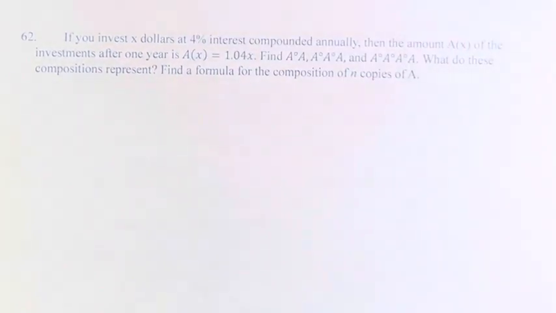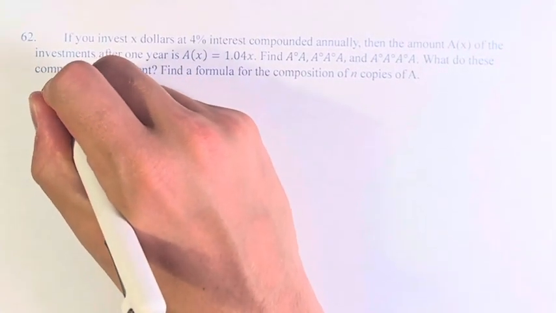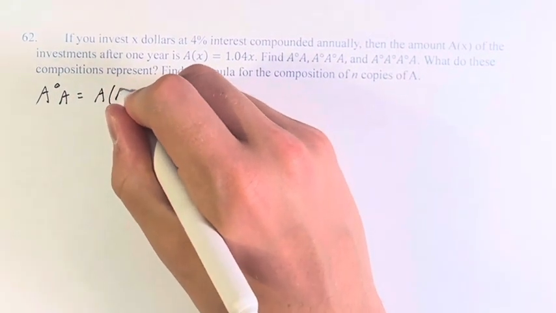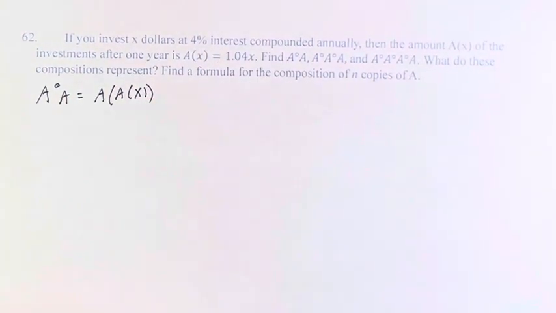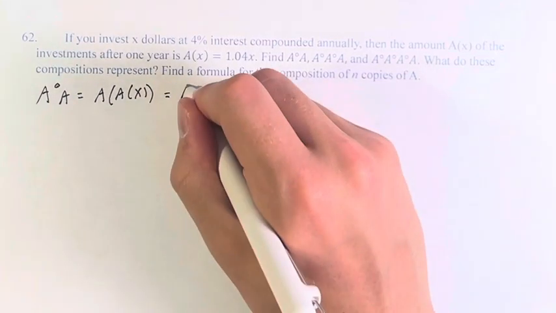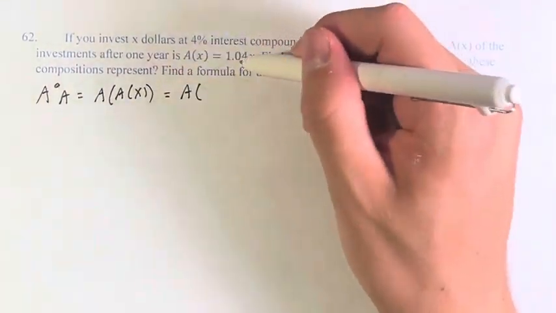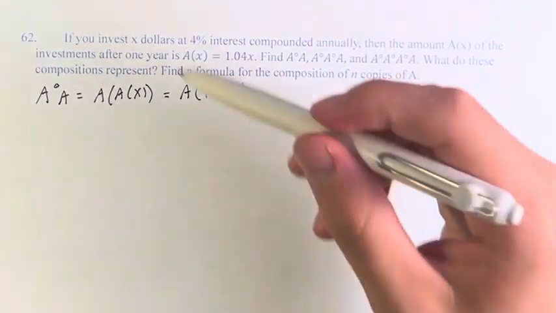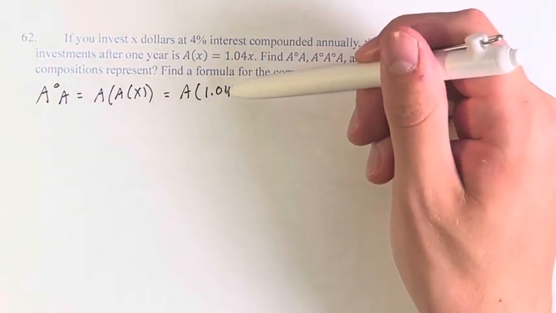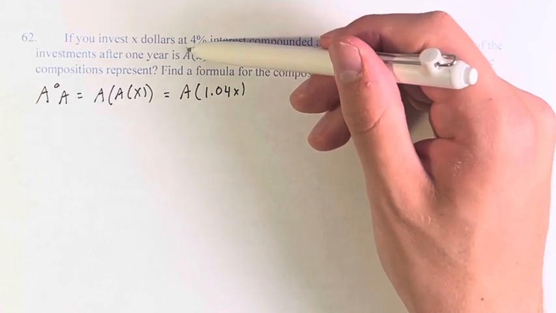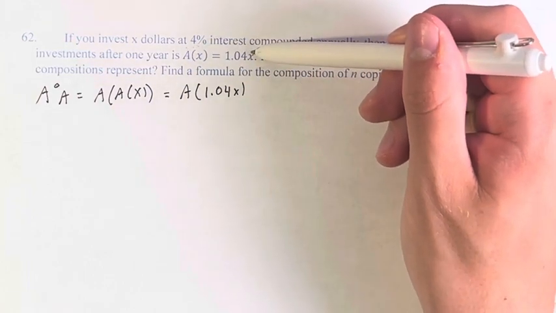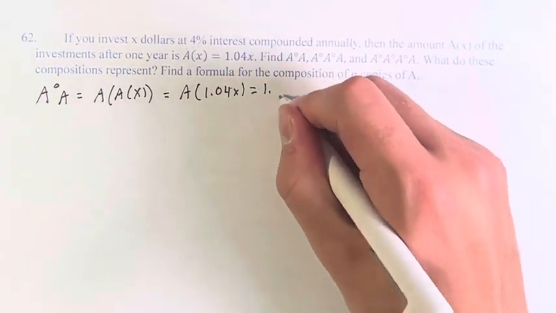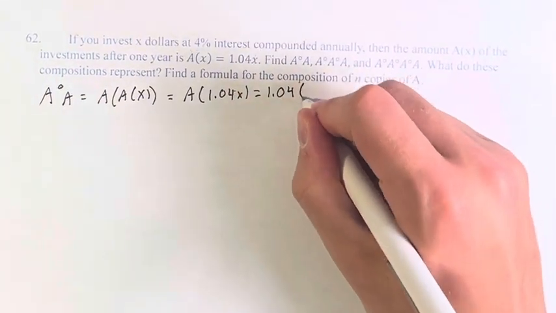So let's find these compositions first up. This notation A of A just means A of A of X. This is equal to A of, well, what is A of X? 1.04X. And now we plug this into A. So instead of A of X is equal to 1.04 times X, we have A of this thing is equal to 1.04 times this thing.